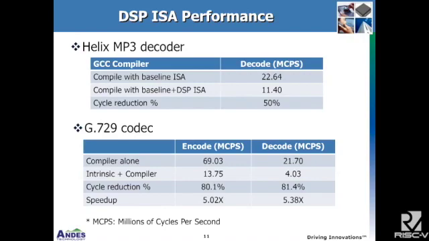And for the G.729 codec, for the encoder and decoder, you compare with the compiled codec with and without optimization, including compiler and hand optimization. Hand optimization will get a 5x speedup, and it's equivalent to a cycle reduction of 80%.